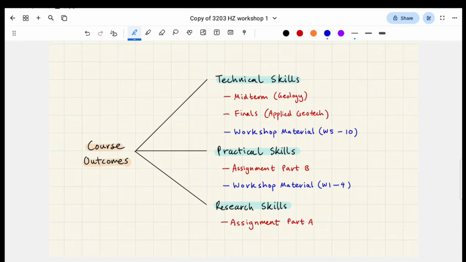And then the finals is purely the second half of the course. So the finals is just going to be your applied geotech, and that's just all calcs. The first half of the course, it's almost no calcs at all.